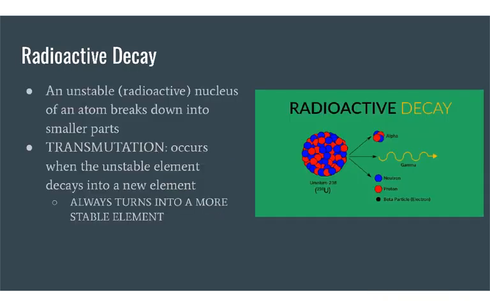So let's talk about radioactive decay and kind of what it is. So an unstable nucleus is also referred to as a radioactive nucleus, and it's an atom that breaks down into smaller parts. So transmutation, we're going to talk about artificial and natural transmutation, occurs when the unstable element decays into a new element, which is always going to be more stable, right?